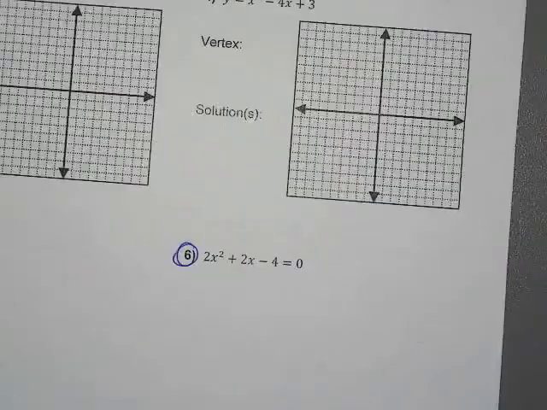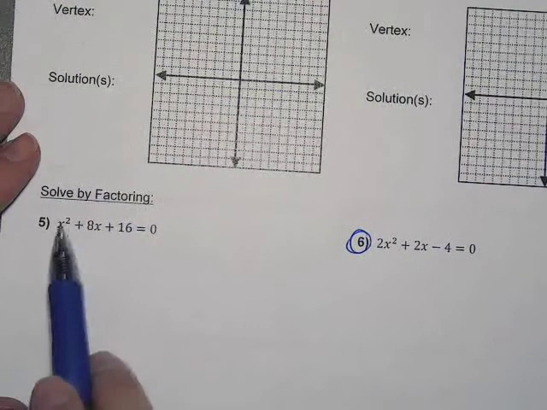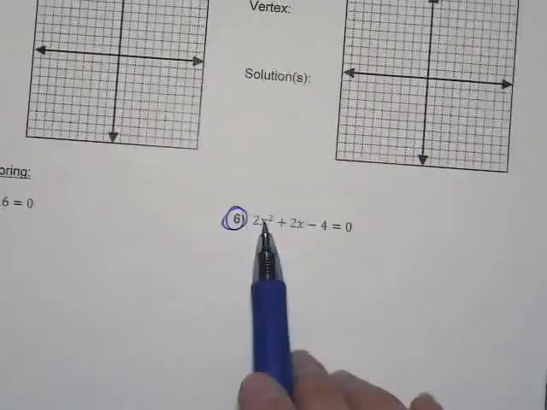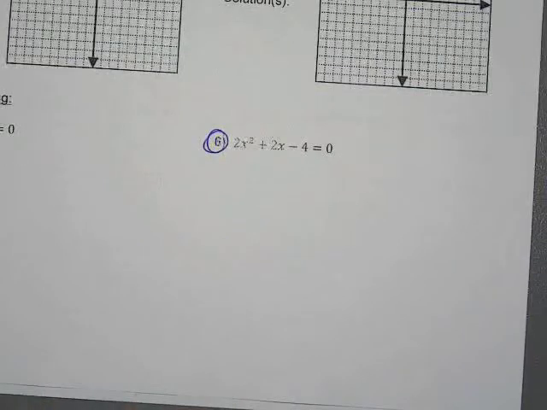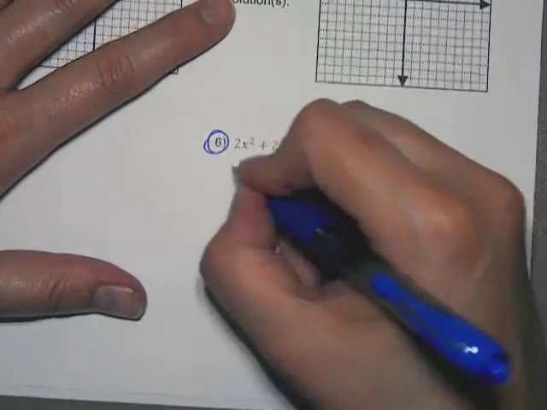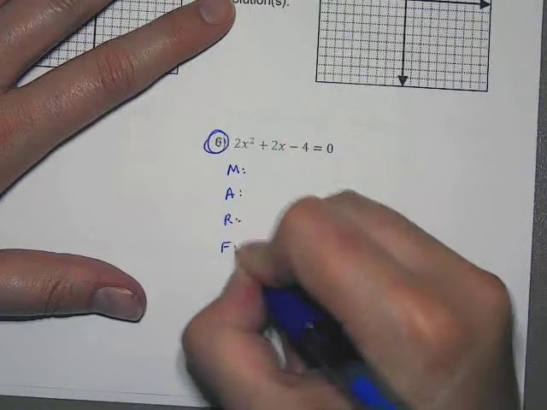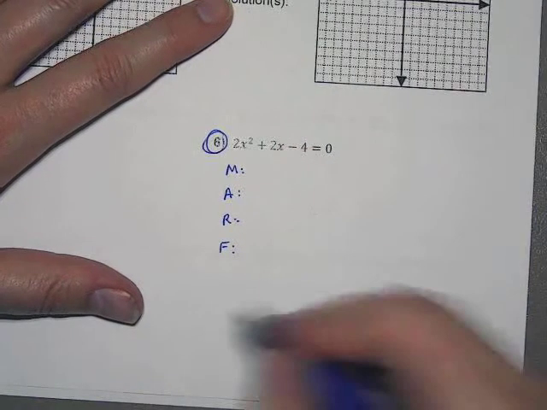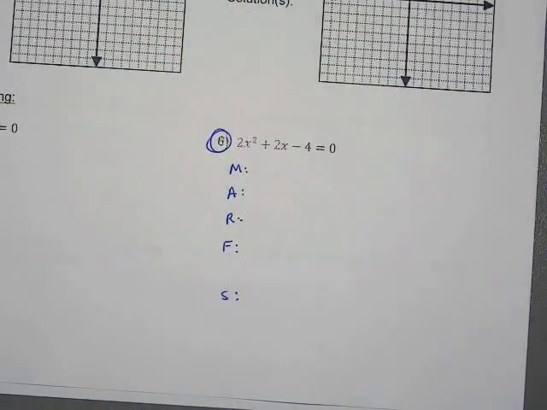All right. Number 6, our directions here say solve by factoring. I see I have 1, 2, 3 terms for 5 and 1, 2, 3 terms for number 6. So to solve by factoring here, we're going to MARF this problem. So I'm going to multiply, add, restate, and factor. All right, and we're actually going to do MARFS, putting the S here at the end because we also are going to solve for this problem.